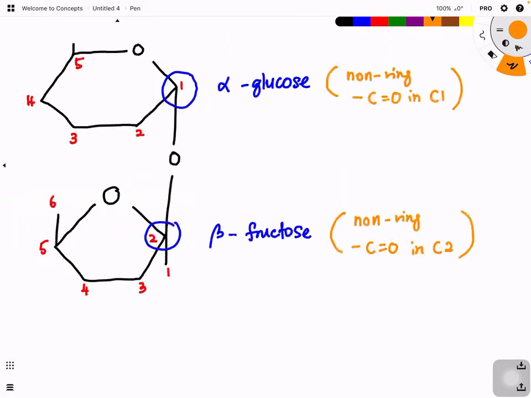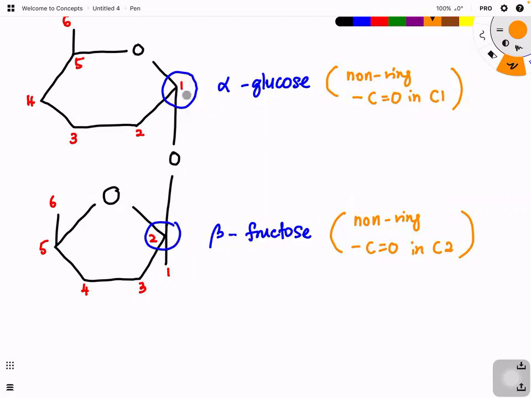So what will happen? Because of the glycosidic bond formed between these, let me show you. Can you see my pointer here? Now you can see that carbon number 1 is the one that gives us the reducing property, right? Because the carbonyl group is in carbon number 1, and carbon number 2 for the beta fructose has the carbonyl group at carbon 2. So what will happen now?